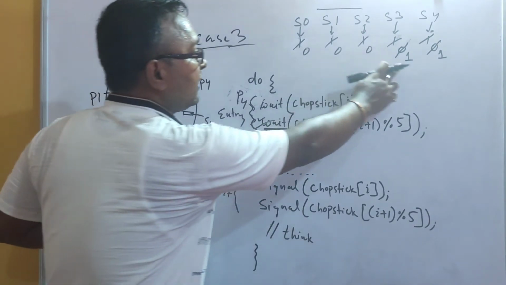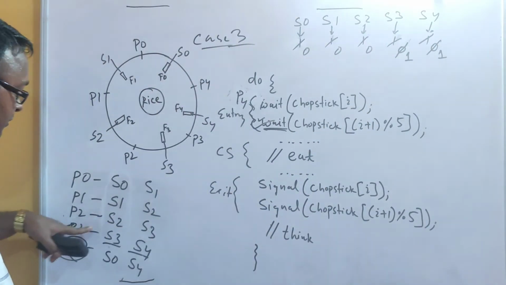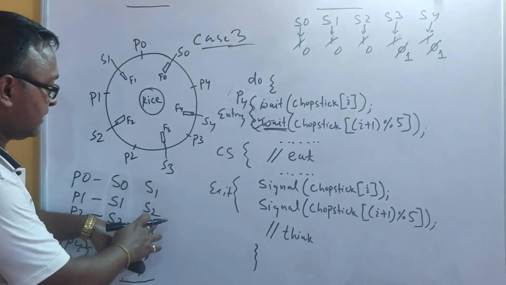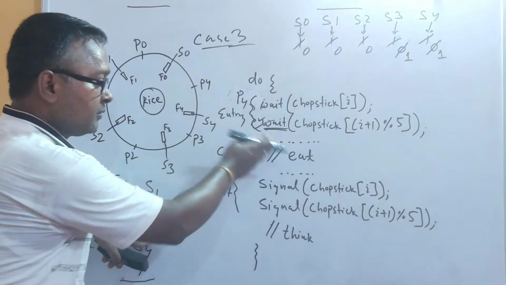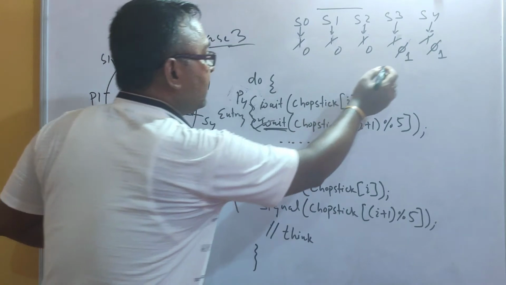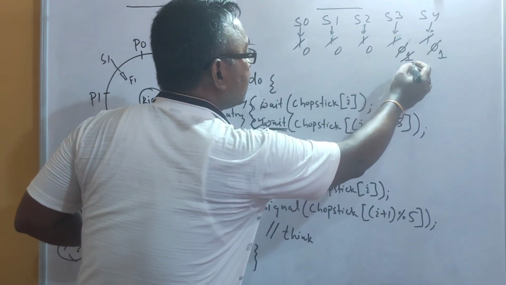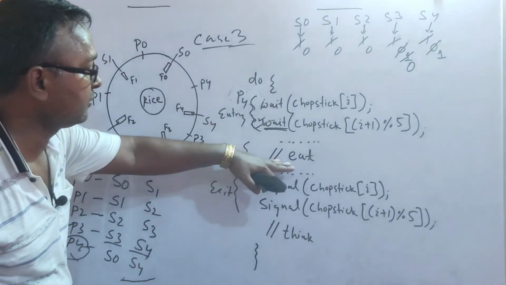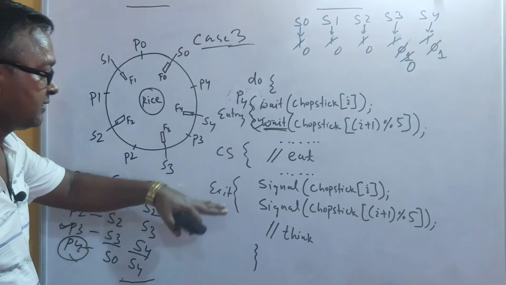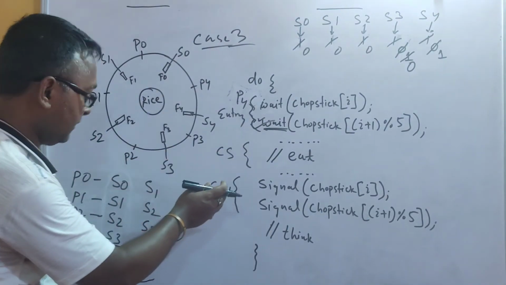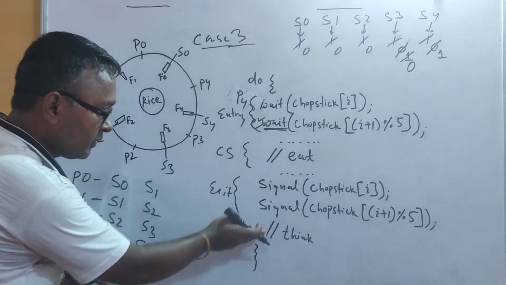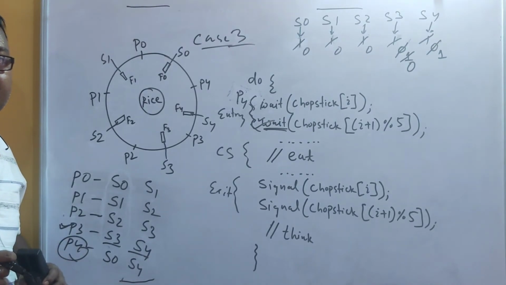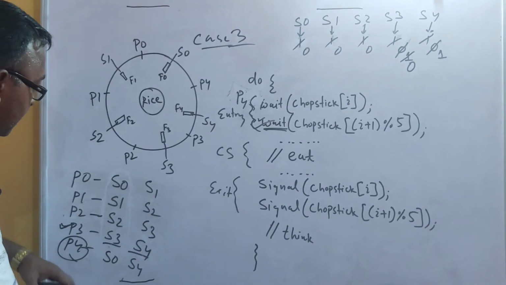So what is the semaphore value of S3? It is already 1. So right now P2 also can execute the second line of code. Okay, so acquire S3, that means fork F3, and enter into the critical section, right? Thereby decrementing the semaphore value of S3 from 1 to 0 and executing this particular code. Then enter into the critical section, eat the rice, then it will execute this particular line of code and come out, right?